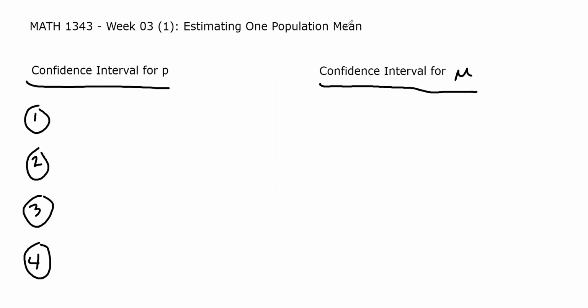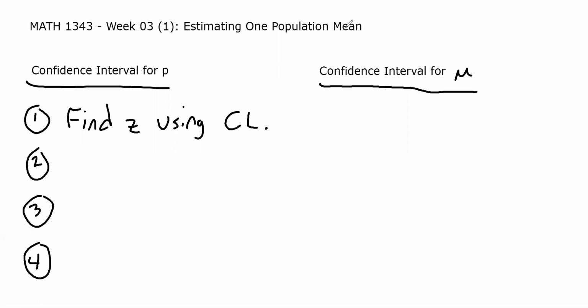The four steps for building a confidence interval for P: the first was to find Z, using the confidence level, CL. A reminder, we drew a bell curve. The confidence level represented the center area, and then we used the Z-chart to find the Z-scores that cut off those two tails.